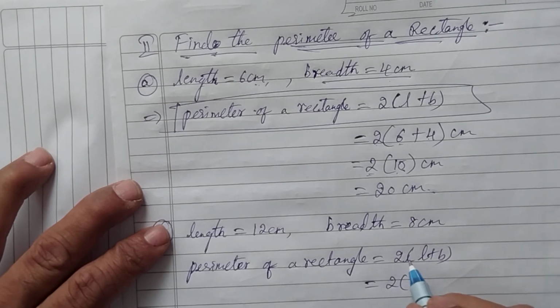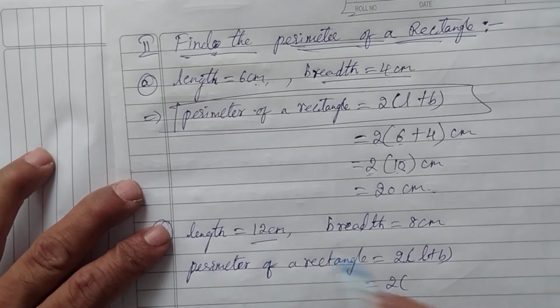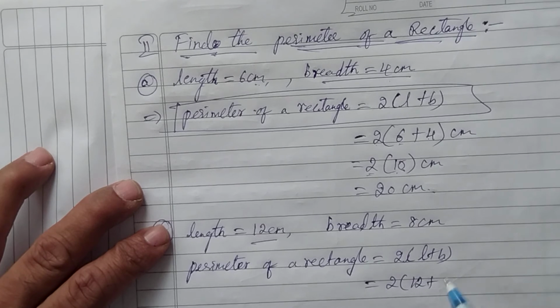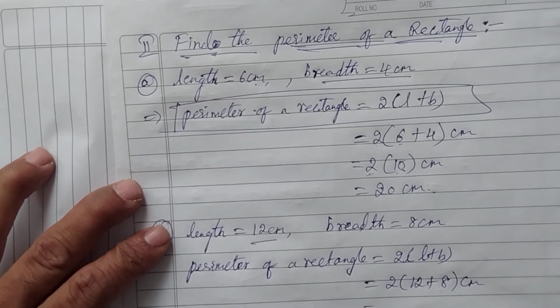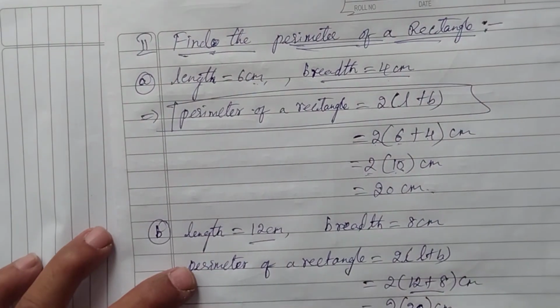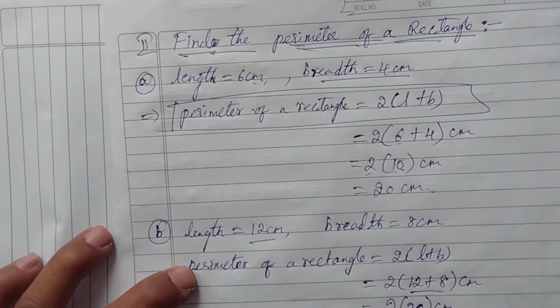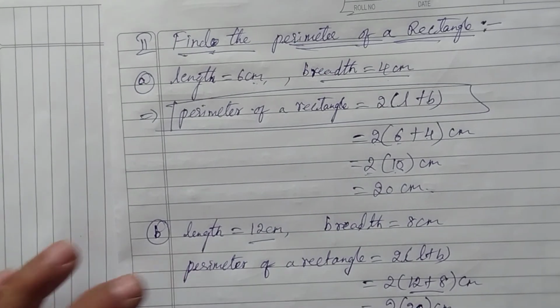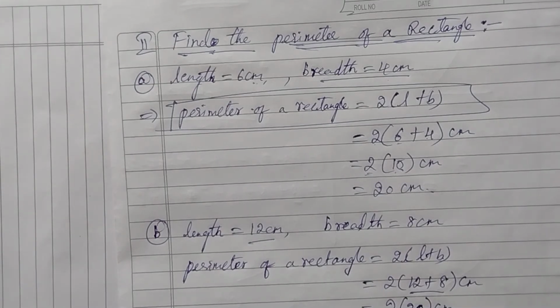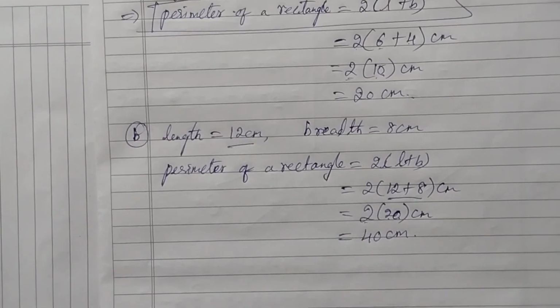Now 2, what is the length? Length is 12 plus breadth is 8 cm. Bracket, centimeter outside. 2 into (12 plus 8, which is 20). 2 2s are 4, 0 as it is. How much did we get? 40 centimeter. Did you understand? Now you can copy it also. Same.